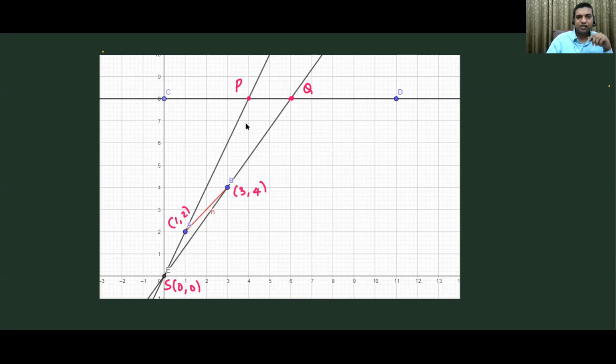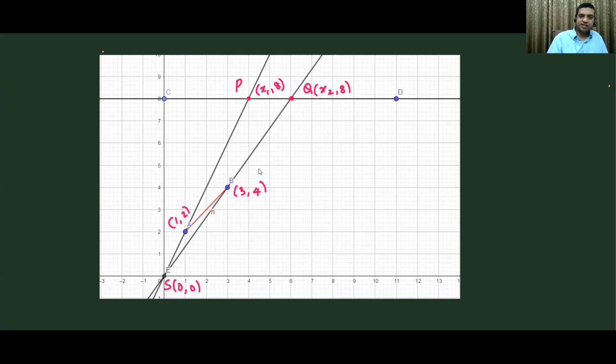Any answer? What is the y coordinate of P and Q? Asjad, Jitendra, Mahita? What are the y coordinates of P and Q? Sir, 8. Okay, 8. Good. Because it is here, y coordinate will be 8. So let us call this point x1 comma 8, and Q will be x2 comma 8.